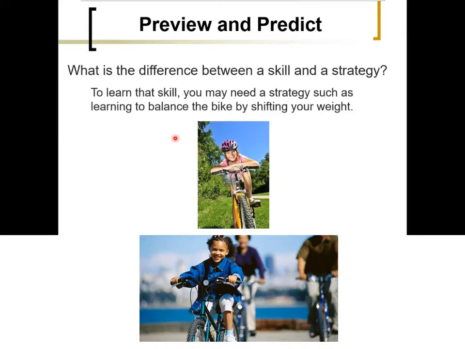To learn that skill, you may need a strategy such as learning to balance the bike by shifting your weight. To be able to ride a bicycle with no hands, you have to practice how to balance yourself on the bicycle without falling down. And you need a strategy. The strategy to make sure that you stay balanced on the bicycle is the strategy. And the ability to ride the bicycle with no hands is the skill.